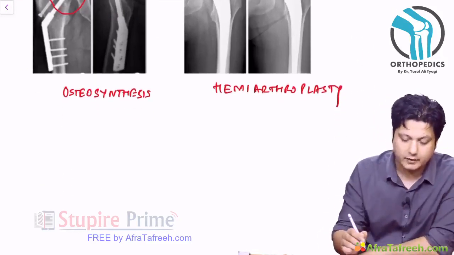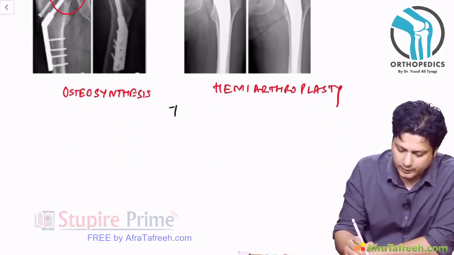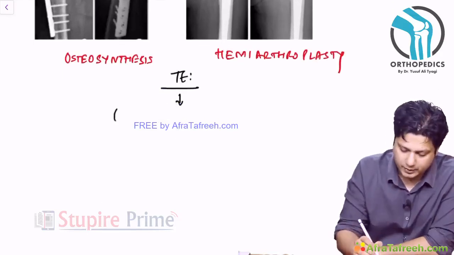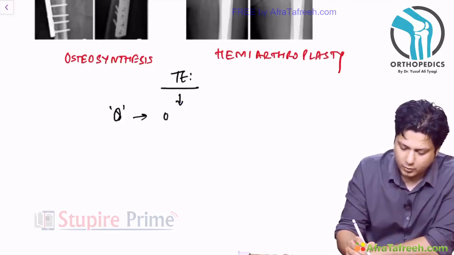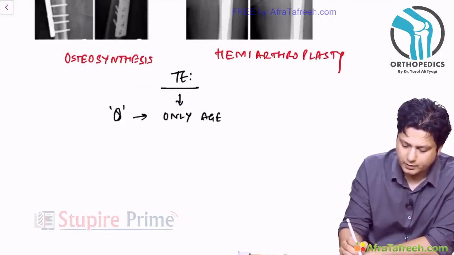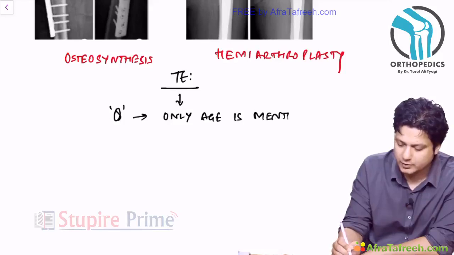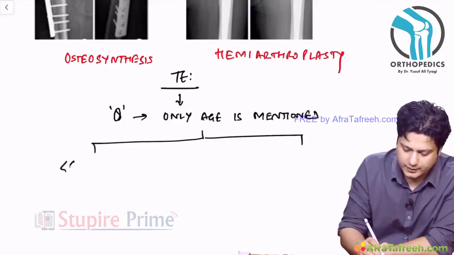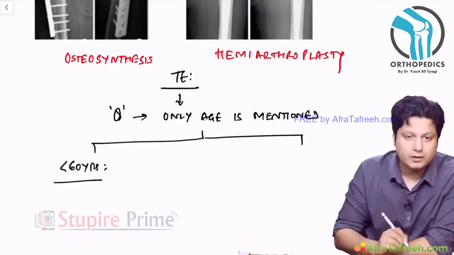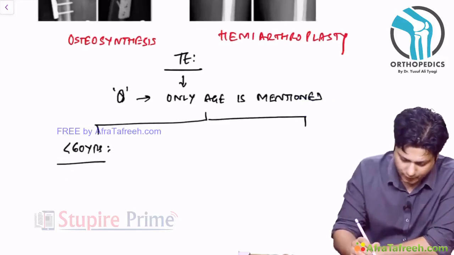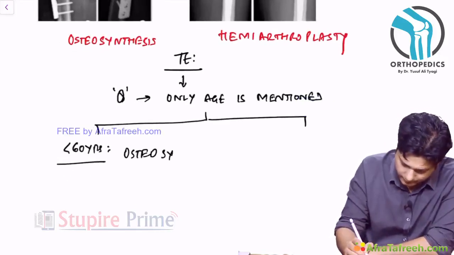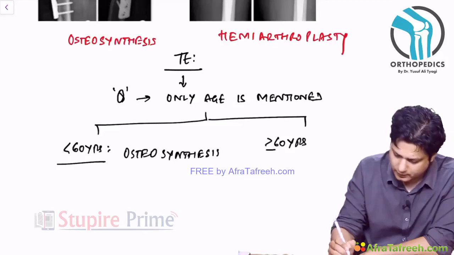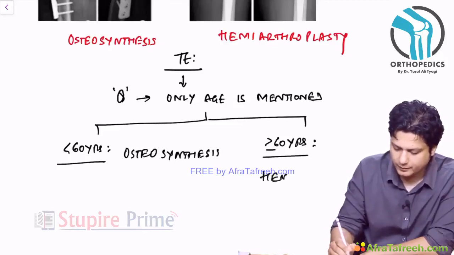So how will this treatment be influenced? We'll be talking about the management, and in the management, if in a question only age is mentioned, then what you have to go for: for less than 60 years of age, you have to go for osteosynthesis, and for more than 60 years of age, you have to go for hemiarthroplasty.